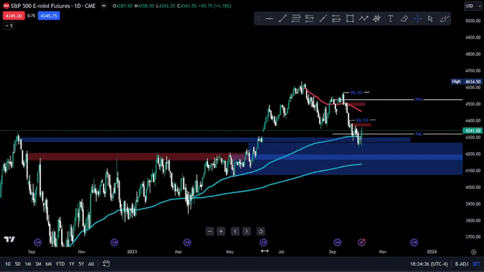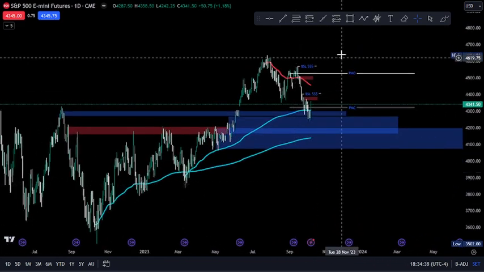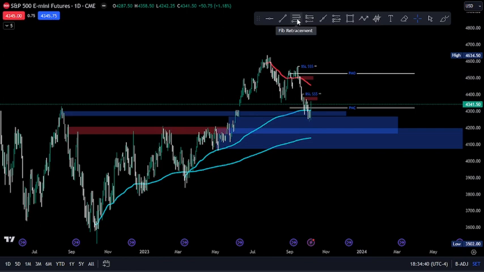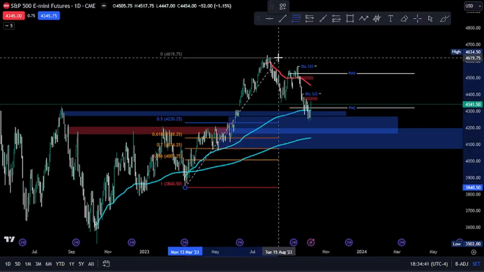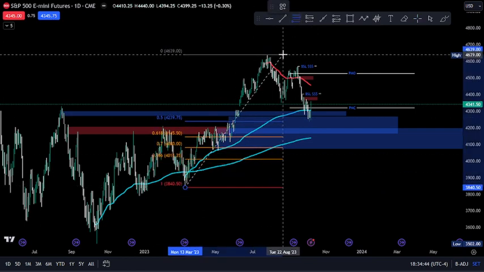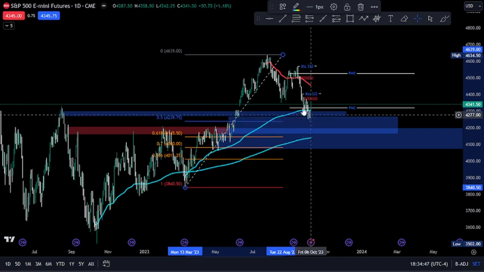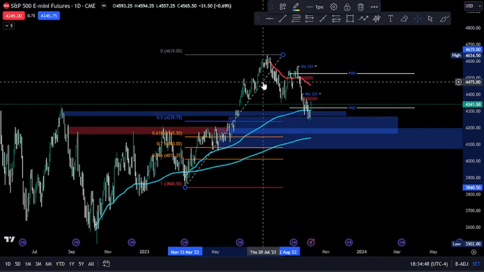And if we go from this pivot here, okay, so we held the 50% mark, which is very bullish.